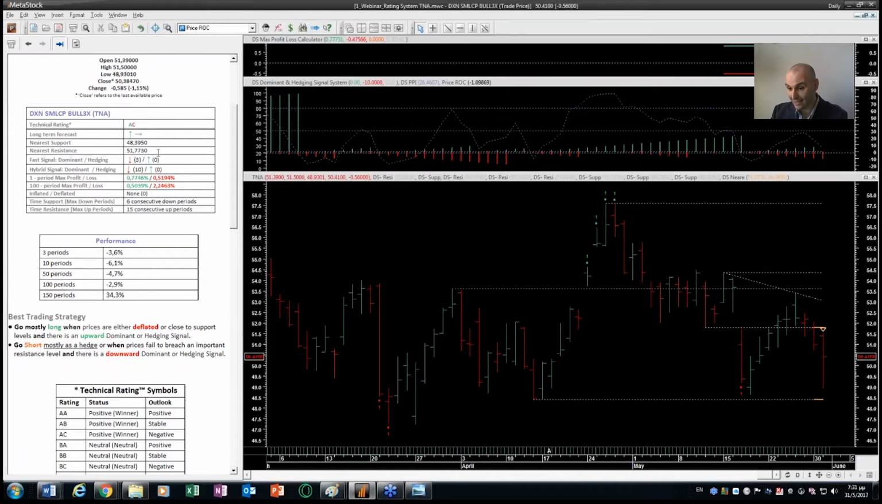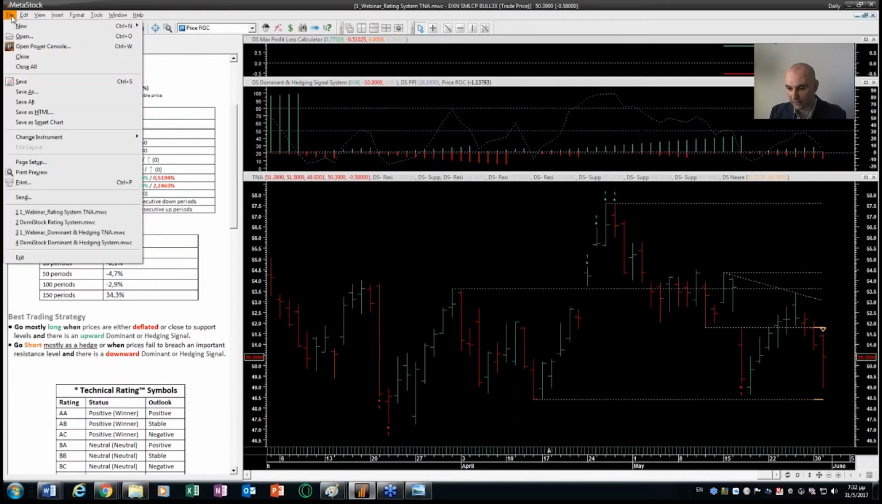So now TNA has been rated AC, and this means that the forecast probably is that it's going to move sideways, and sideways means probably that it's going to move up when it tests support levels like this one. So here's a trade. But this is not the only rating algorithm that funds use to make these adjustments that the portfolio optimizer works with. Let me show you something which is very interesting.